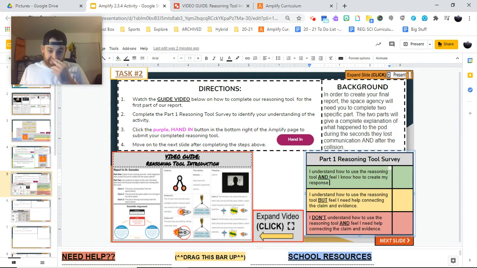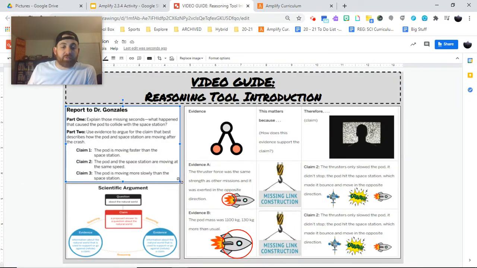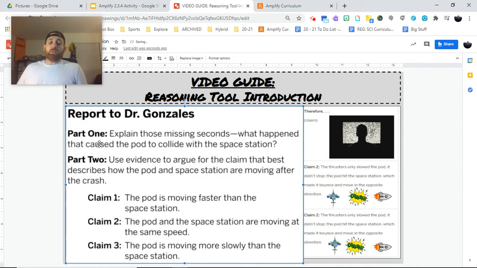So let's go ahead and dive into how you're going to be creating your report for Dr. Gonzalez. Now, we are actually going to be focusing on the first part of your report to Dr. Gonzalez. So let's take a look at what that's all about. In your first part of your report, you're going to be explaining those missing seconds that we had when our ground team was watching the approach of our space pod and what was going on in that instance.